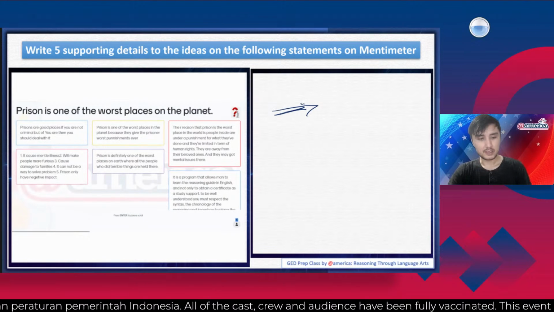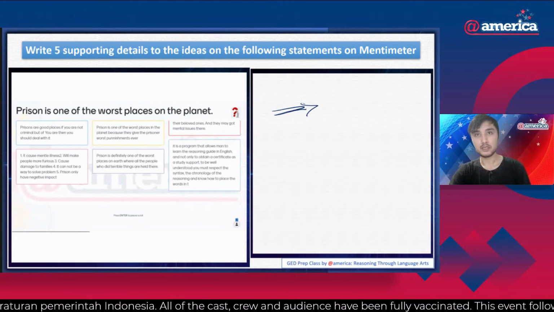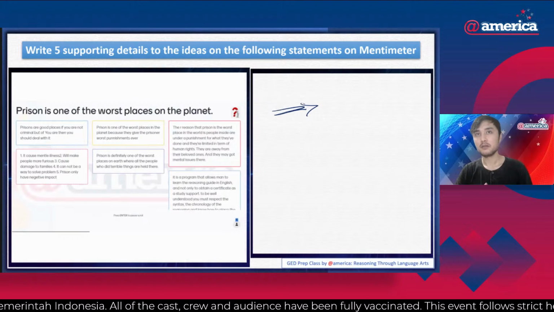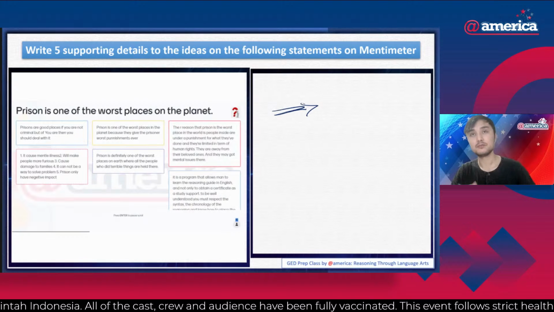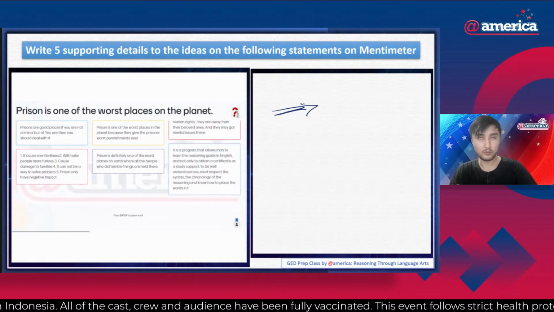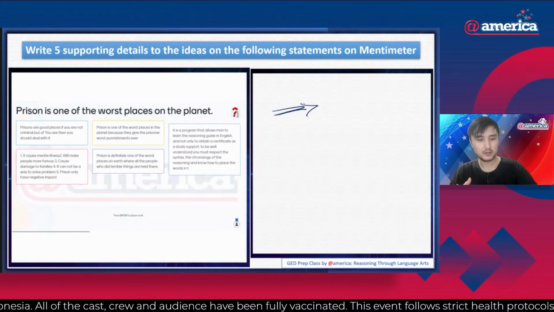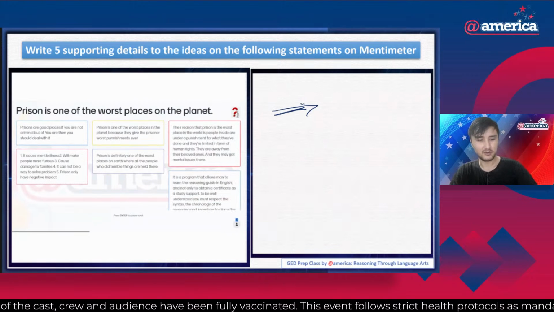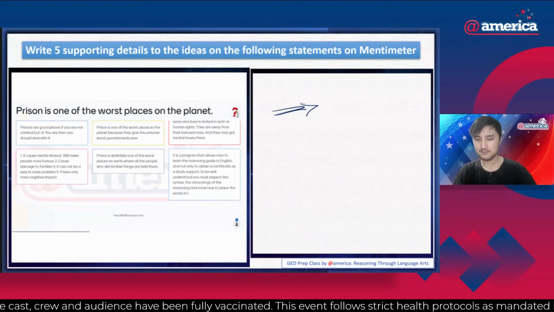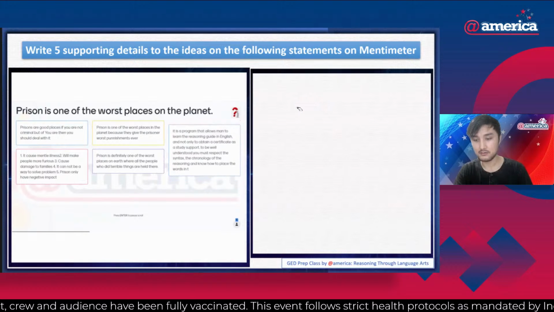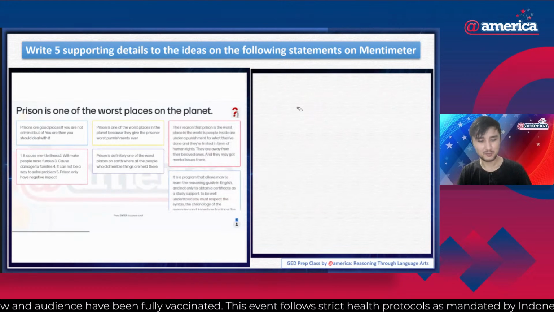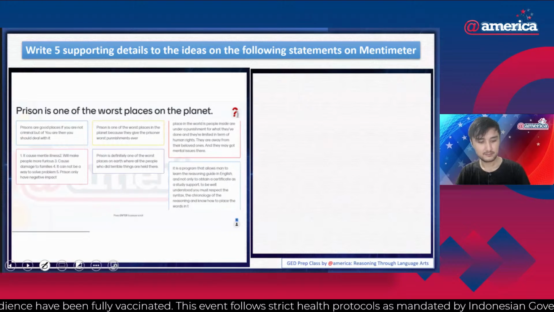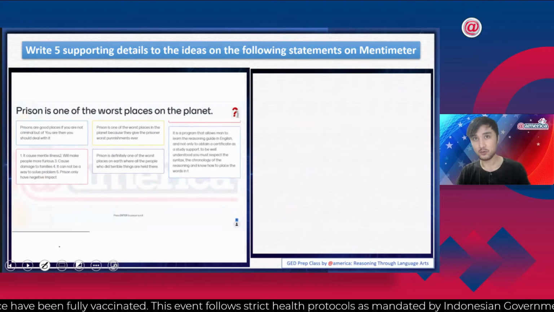So the next statement is that prison is one of the worst places on the planet. This is, of course, an opinion, maybe an idea put out by someone, and you need to support it. So if you read, prisons are good places if you're not a criminal, but if you are, then you should deal with it. Okay, good. That is your opinion. Might be a good one, not sure about it. But does it really support this statement?